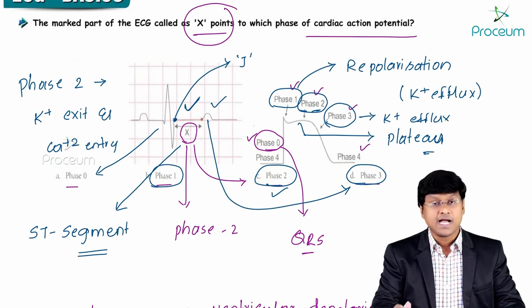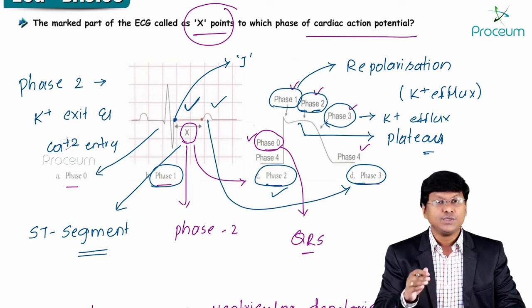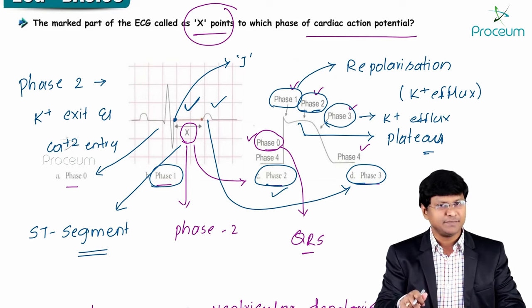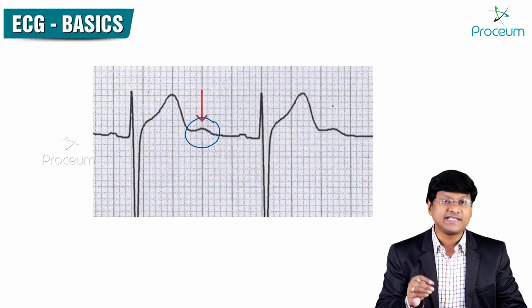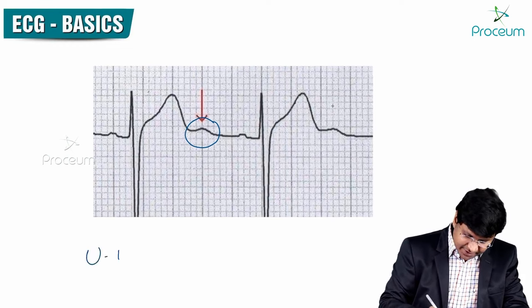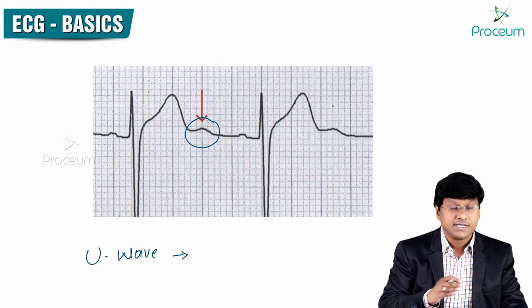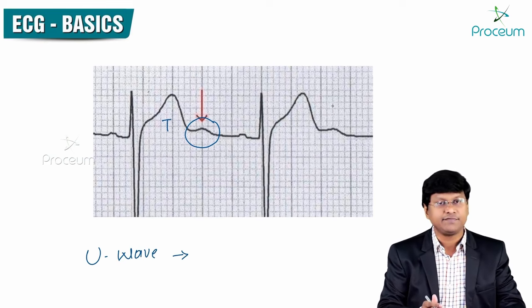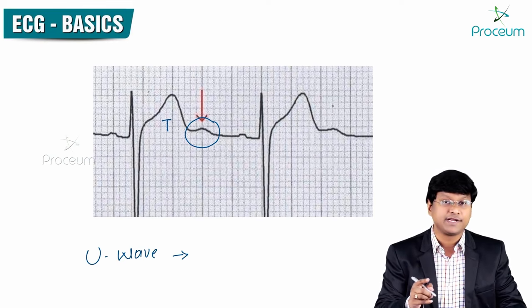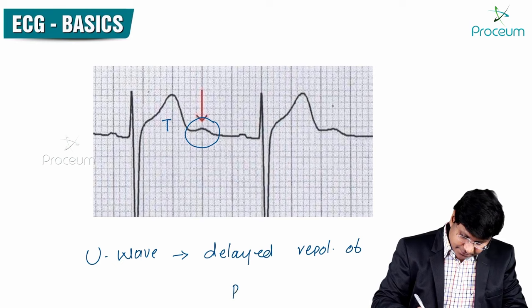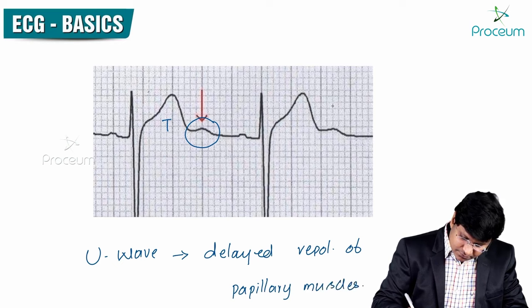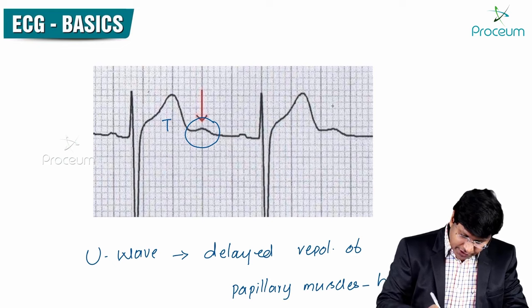Now, apart from this PQRST complex, you have an additional wave called the U wave. Let me show you that. So this is the U wave. Always remember, this U wave occurs after your T wave. And this is due to delayed repolarization of the papillary muscles of the heart. So this is your U wave.